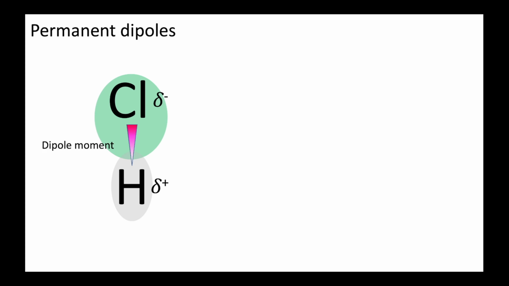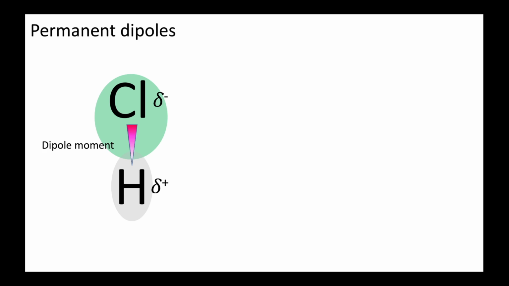These permanent dipole interactions are much stronger and longer lasting than dispersion forces. And if we revisit our previous example of hydrochloric acid, the chlorine is more electronegative than the hydrogen. The chlorine becomes slightly negative, shown as delta minus, and the hydrogen slightly positive, shown as delta plus, because the greater electronegativity of the chlorine pulls the shared electrons of the covalent bond closer to the chlorine than the hydrogen.